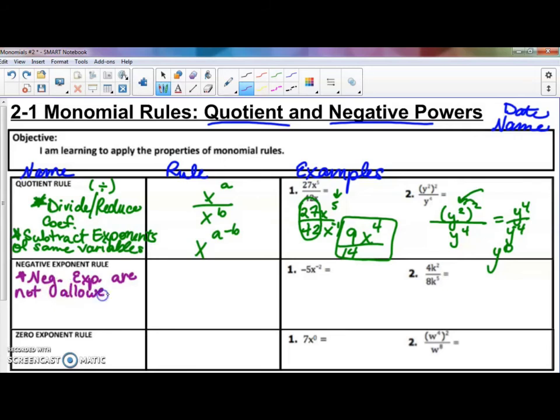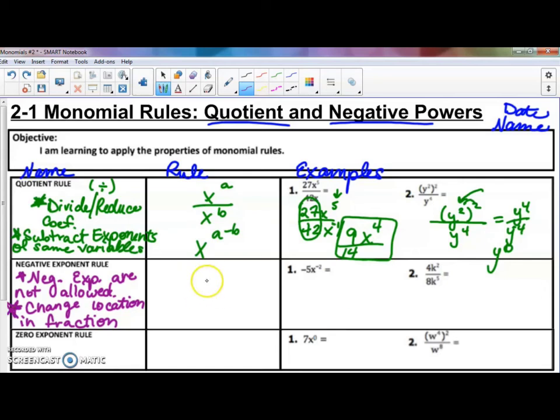If you're telling me that they're not allowed, what do we do about them? We're going to change location in the fraction. That's the big thing we have to do: change that location wherever it is in the fraction.